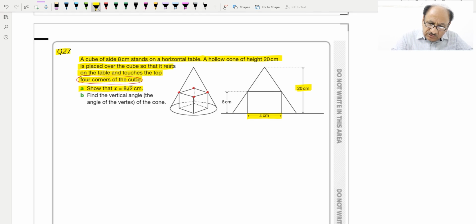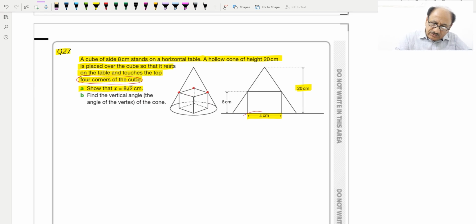So if you see the front of the cube, you will feel that this is the front, but originally this x is the distance which is this diagonal, this one, or the other diagonal, this one. So one of these two diagonals is x, because the cone is not resting on, for example, this middle or this middle, so it's not resting on that.